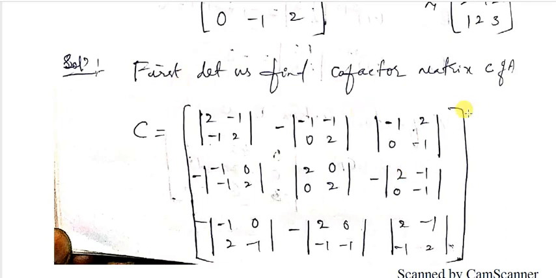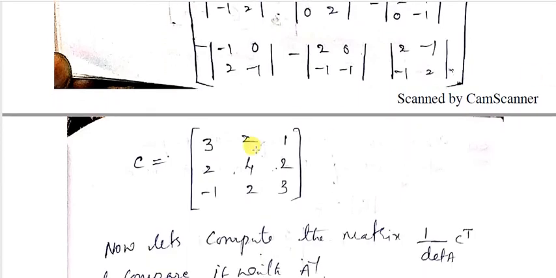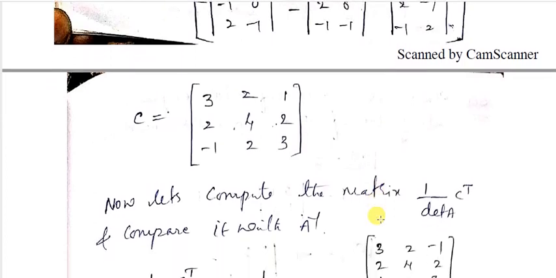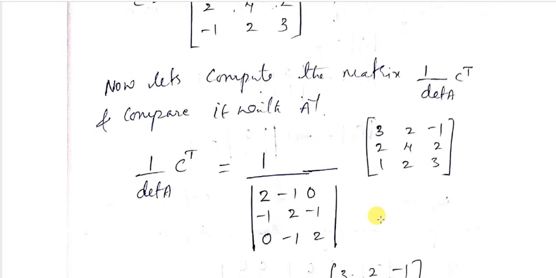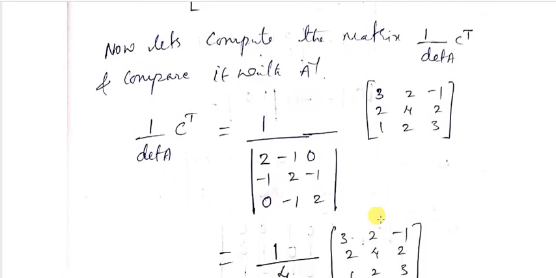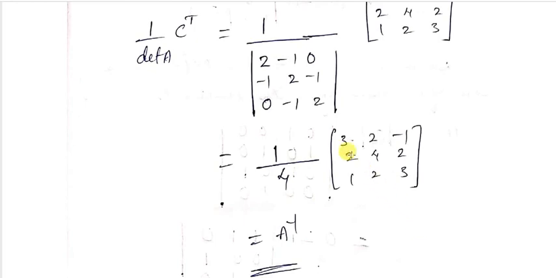Then let us simplify this. So simplification is very simple. Which gives the required cofactor matrix of the given matrix, that is 3 2 1, 2 4 2, minus 1 2 3. Now let us compute A inverse, that is C transpose by determinant of A. Okay, transpose of the cofactor matrix by determinant of A gives 1 by 4 times this, which is A inverse.